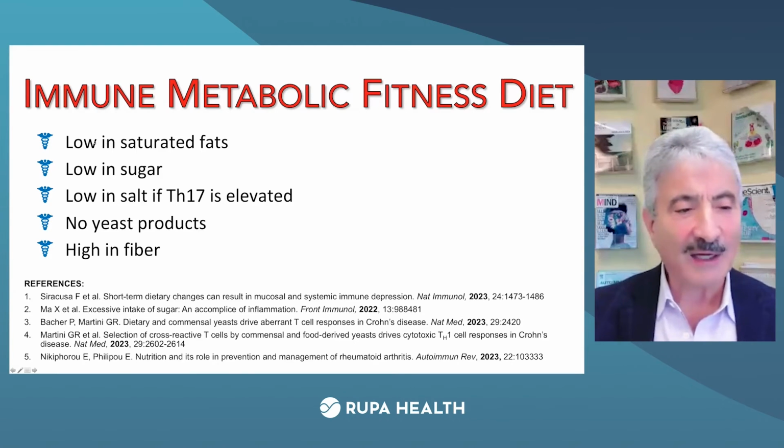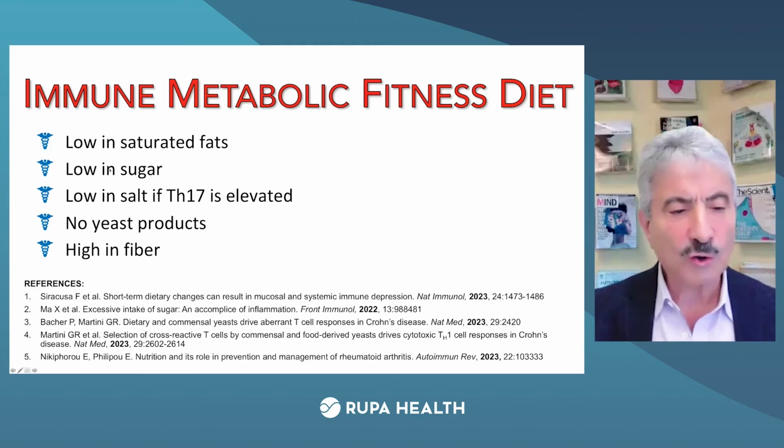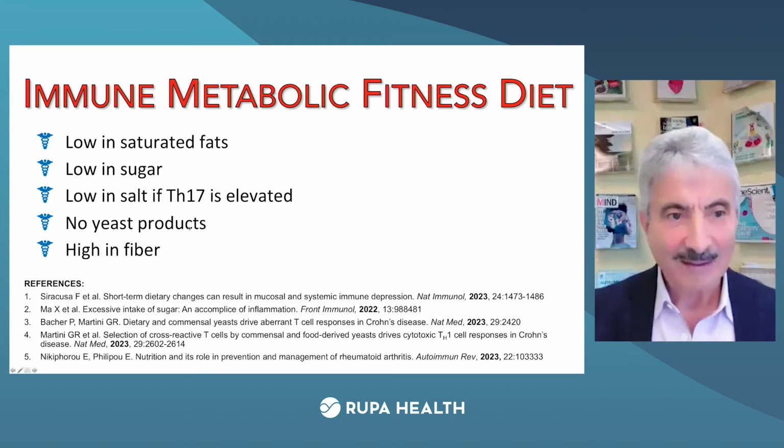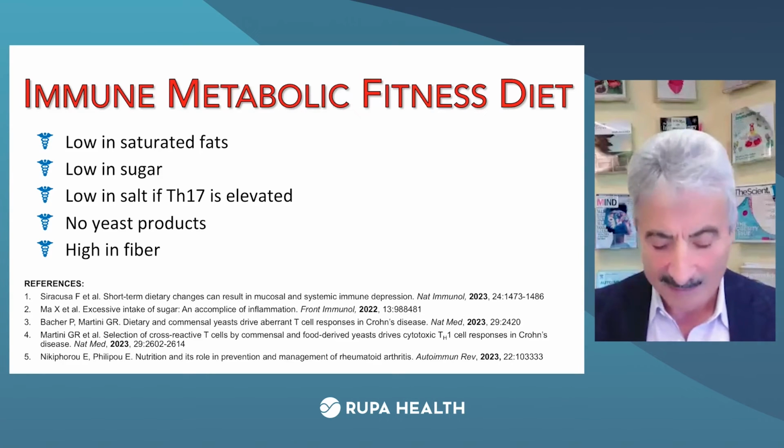Definitely, it is highly recommended to put these patients on a low-fat diet and low sugar diet, because high sugar changes our gut microbiome. Low salt, because salt is changing T helper 17 autoreactive lymphocytes, and yeast products also increase the number of autoreactive lymphocytes. The references are right here. A high fiber diet is recommended in order to empower our regulatory T cells to prevent autoimmune disease.